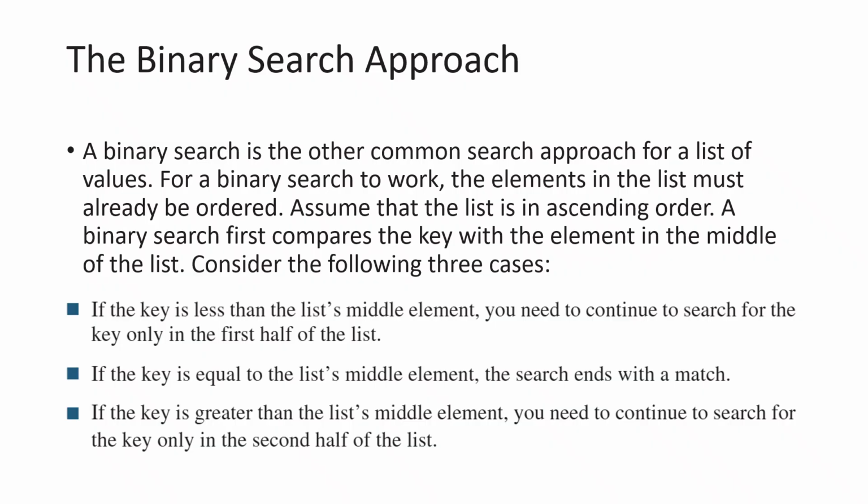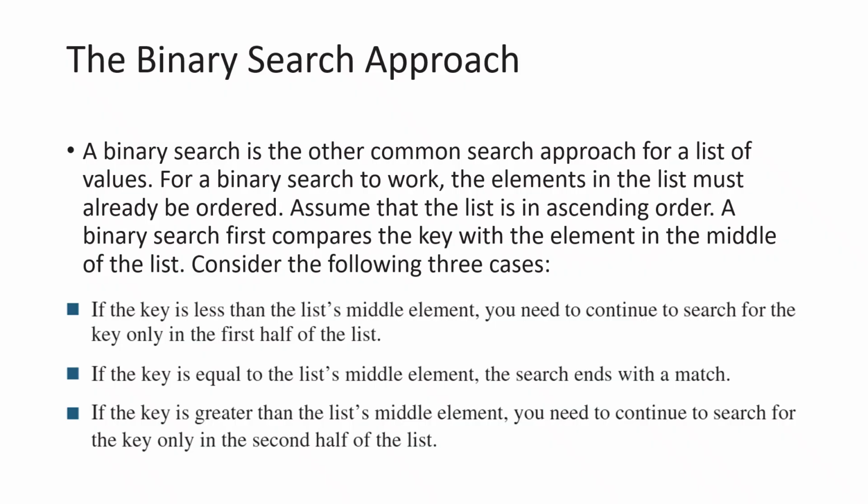So this binary search algorithm can be used when the elements in the list are sorted, that is, in ascending order. First we have to divide the entire list into two parts based on the middle element, the middle value. Then we take the key element that we are going to search for, to see whether it is present in that list or not.